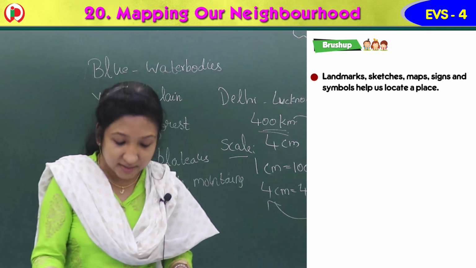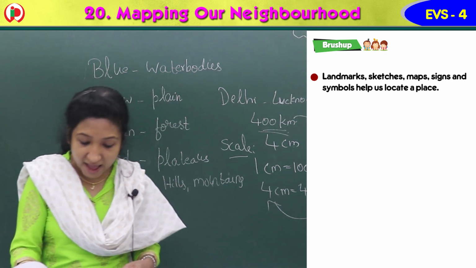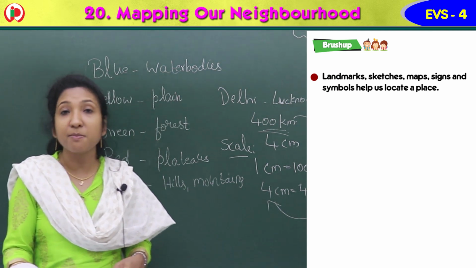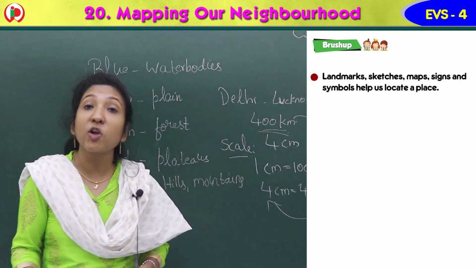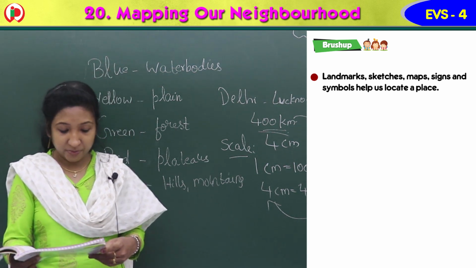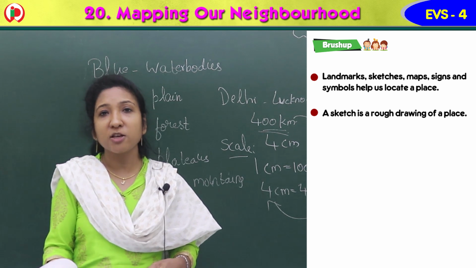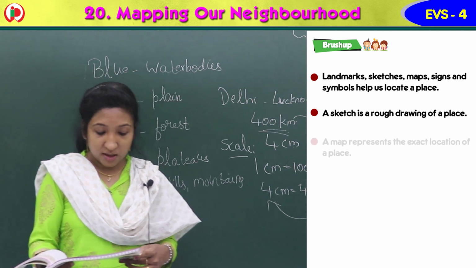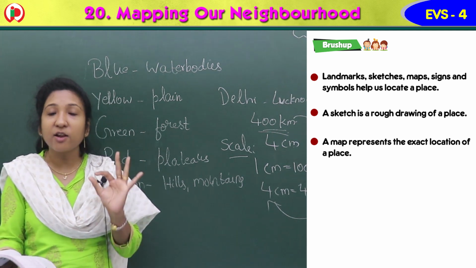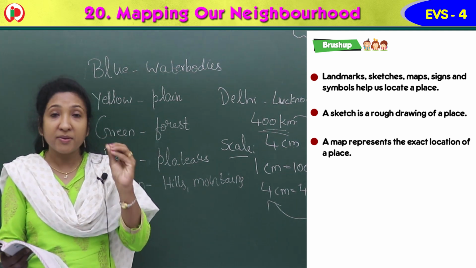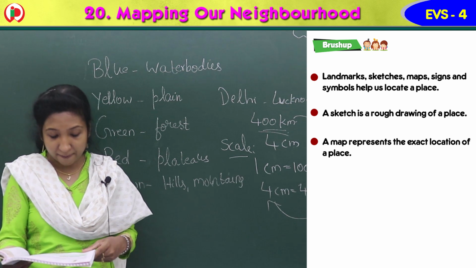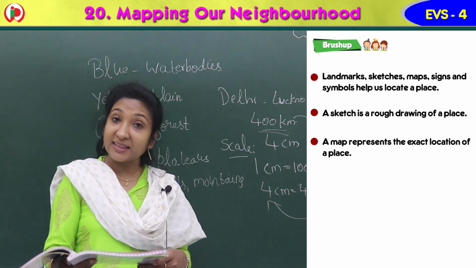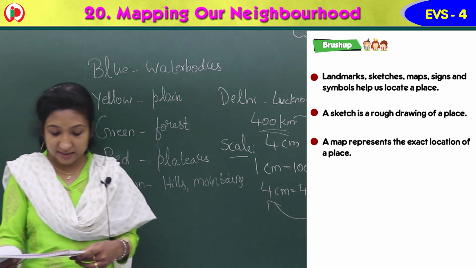So landmarks, sketches, maps, signs and symbols help us to locate a place. A sketch is a rough drawing of a place. A rough drawing is a sketch. A map represents the exact location of a place. To represent the exact location, we need a map.